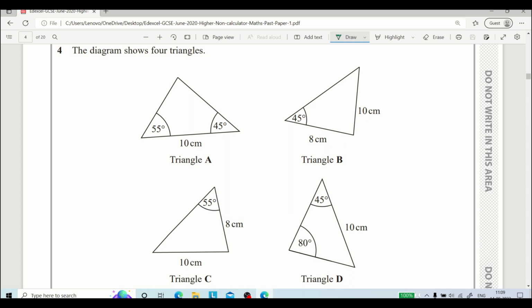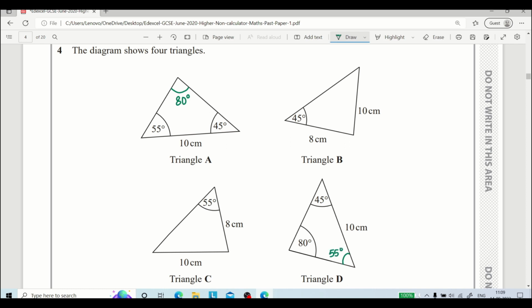So in triangle A, we will be able to find out this angle. What will it be? 180 minus these two. So 180 minus 55 and minus 45 will give you 80 degrees. Great. Here that's not possible. Yeah, we will be able to find out an angle here too in triangle D. Again 180 minus 80 and minus 45. That gives you 55 degrees.